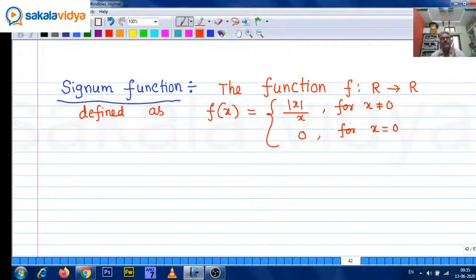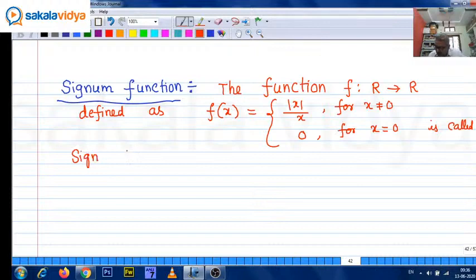So why should we call it signum function? The mod x by x may be plus or minus, so the value will be 1. That means the function takes values 1, minus 1, 0. Understood now? So signum function means a sign function, either plus sign or minus sign, you will get it.